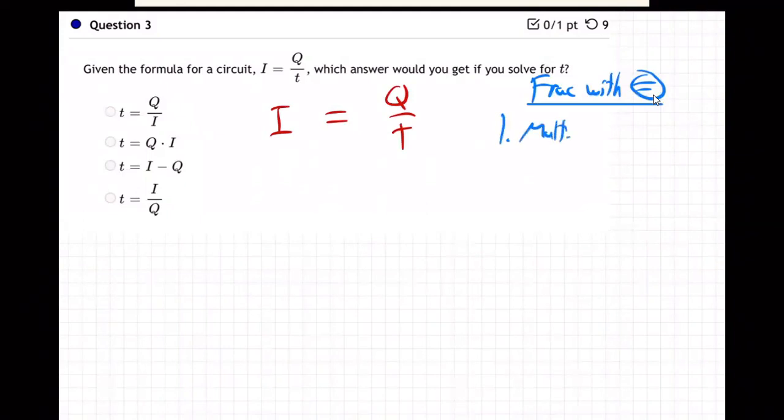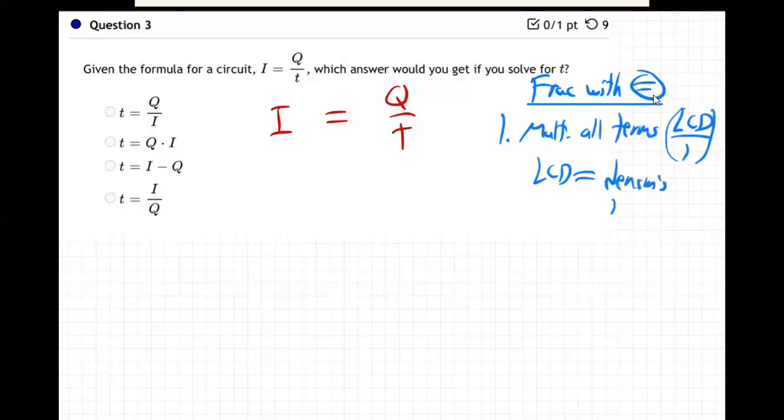We multiply all the terms, left and right, by LCD over 1, and the LCD is the denominators multiplied. Well, in this case, we only have one denominator. It's just T. That's the only denominator in this problem. So then you multiply by that over 1. Now, I know we're used to a number being in the denominator, but it's the same deal with a letter. All a letter is a number we don't currently know.